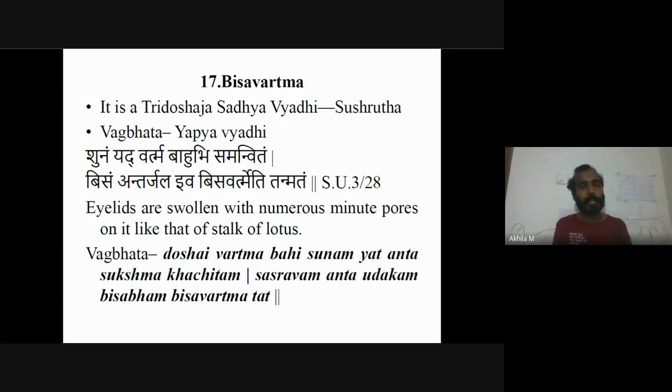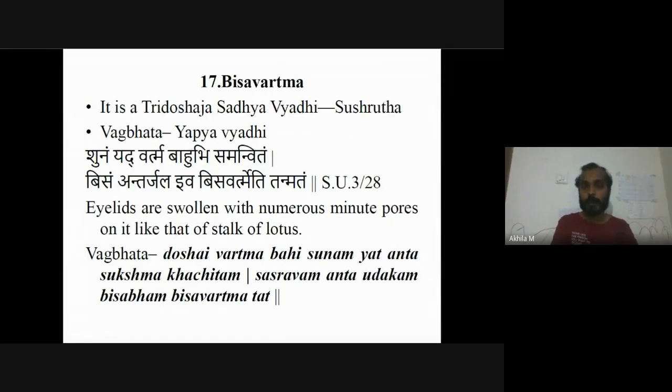From the name itself, you will get an idea. Visavartma: there will be a large swelling in the external aspect, but internally there will be minor pores. Sushira Kajitam. That means Doshe Vartma, Bahi Shunam, Yat Antah Sushira Kajitam. Externally there will be swelling, and internally there will be minor openings, like that of a visa, like the stalk of a lotus flower, the thread of a lotus flower. When you cut a lotus flower, there we can see some minute openings, like the stalk of a lotus flower. There we can see minute openings in the inner aspect of the vartma, but externally there will be swelling.